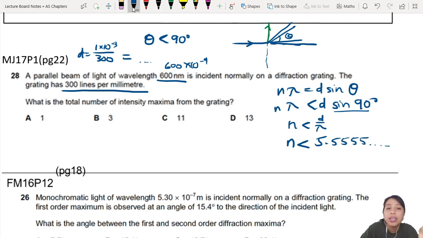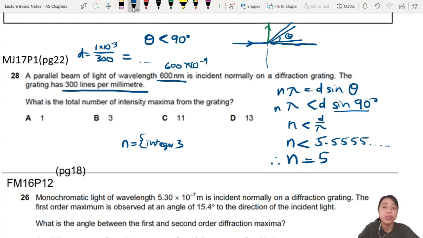5.5555. So the next thing you remember is n is an integer, a whole number: n equals 1, 2, 3. So you cannot have 5.555. The nearest integer smaller than this value will be 5. It cannot be 6, although you may say you can round off. No, 6 is larger than 5.555. You want something that is less than, so 5.